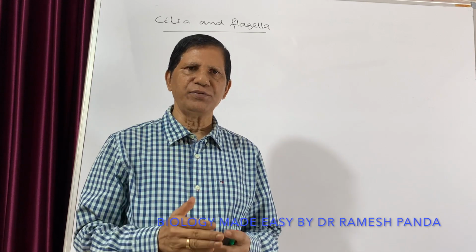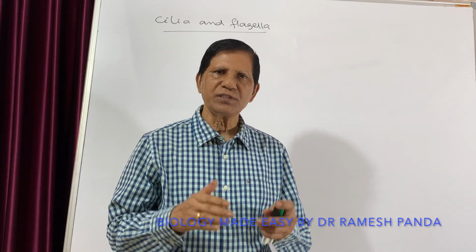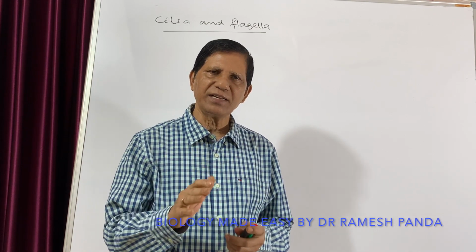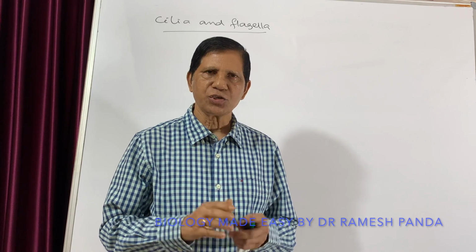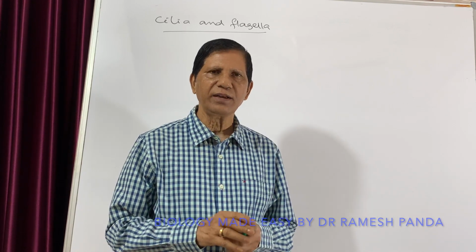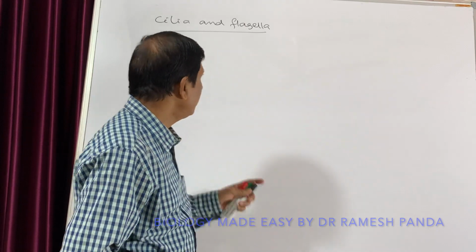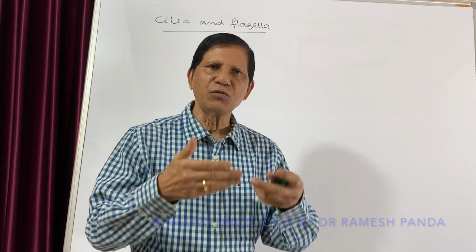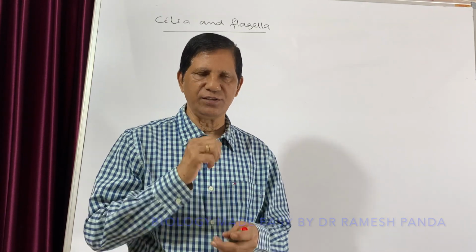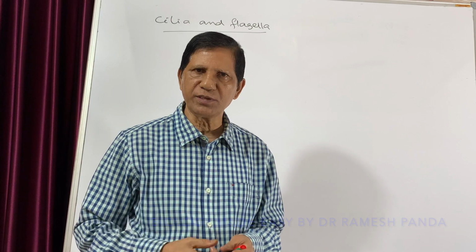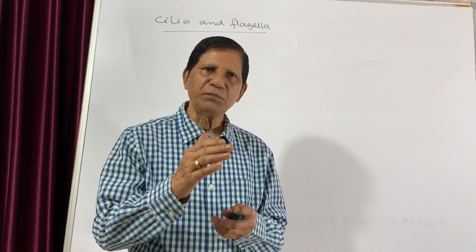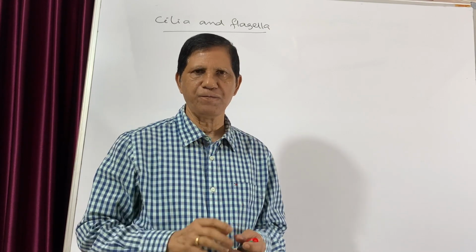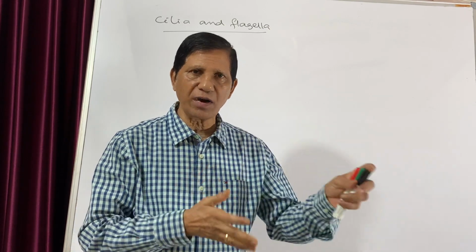Sometimes students are confused whether cilia and flagella are two separate structures or the same structure. Actually, both cilia and flagella are similar structures. Structurally, they are similar. The only difference is that cilia are present in larger numbers. They are numerous but small in size, mostly present in ciliates, while flagella are very long and only one or two per cell. That is one difference from a structural point of view.